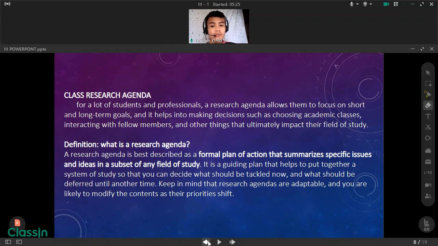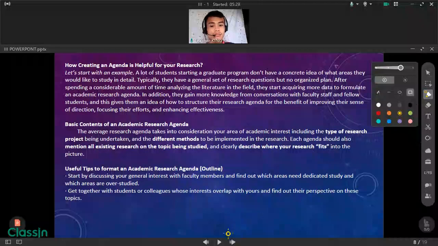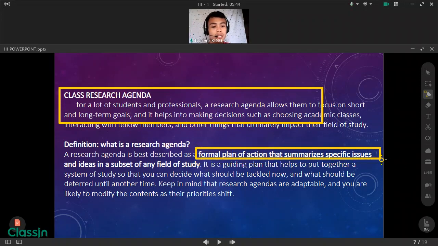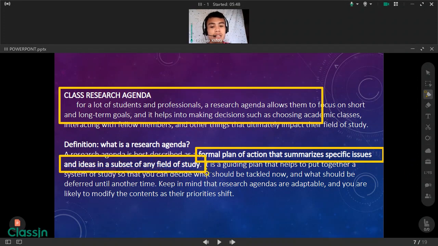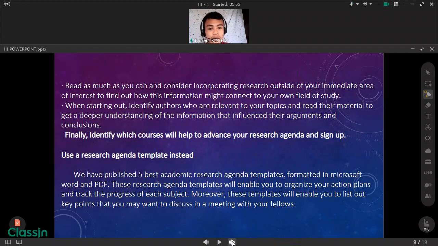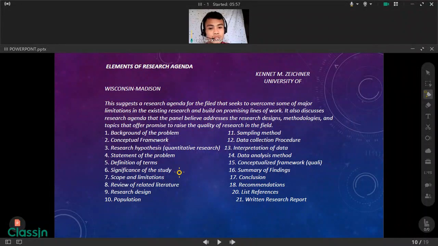For your class research agenda, for a lot of students and professionals, a research agenda allows them to focus on a short or long-term goal. So this is the research agenda. It is a formal plan of action that summarizes specific issues and ideas in a subset of any field of study. So this is the example of a research agenda.